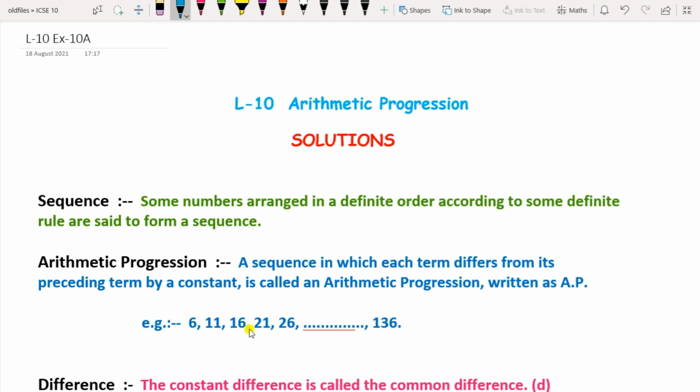For example, here 6, 11, 16, 21, 26. The difference between two consecutive numbers here is the same. 11 minus 6 is 5, 16 minus 11 is also 5, 21 minus 16 is also 5. So between each two consecutive terms the difference is the same here. Such an arrangement of numbers is called an arithmetic progression.